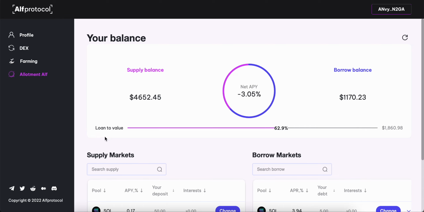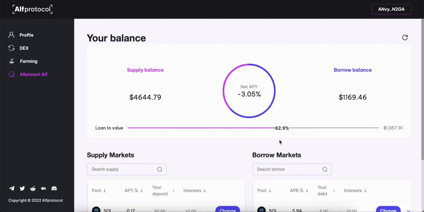Next up, you will see this loan to value number. This number represents how much of your borrowing limit you already used. As you can see, this number right here represents your maximum borrowing limit based on your deposit. So from our deposit of $4,600, our maximum borrowing limit is $1,860. So we already borrowed 62.9% of our maximum borrowing limit.